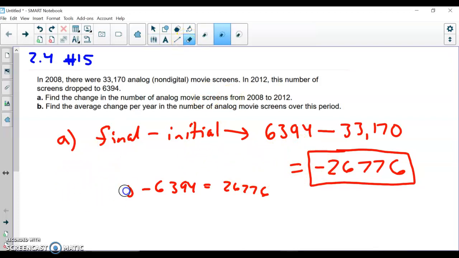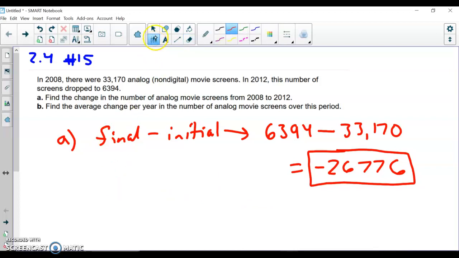Now, B says find the average change per year in the number of analog movie screens over this period. All right. So in this math class a little bit, and then for sure in future math classes, we'll talk a lot about the word slope. And slope is just the word that's given to describe what this looks like graphically. Anytime you see the words average change, you're talking about slope. But in this case, we don't necessarily care about what the graph looks like. We just have to figure out what it actually is.